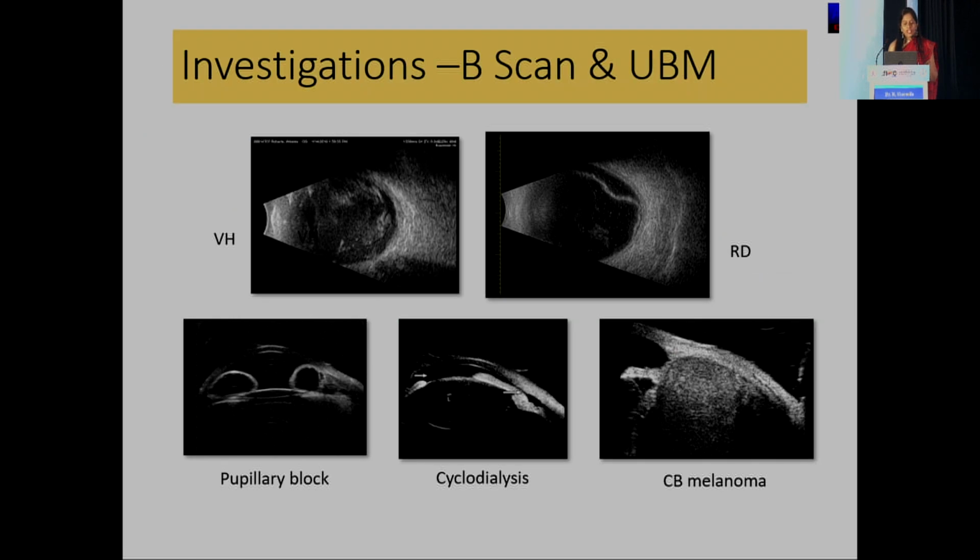And additionally, we might have to look for other investigations. We might have to rely on B-scan and UBM because many times we might not be able to see the posterior segment because of poor visibility, because of vitreous hemorrhage or any blood that is present. In such conditions you have to rely on B-scan, and sometimes you might also have to look at the UBM to find out the pupillary block, presence of any cyclodialysis or any hidden malignancy in the ciliary body.